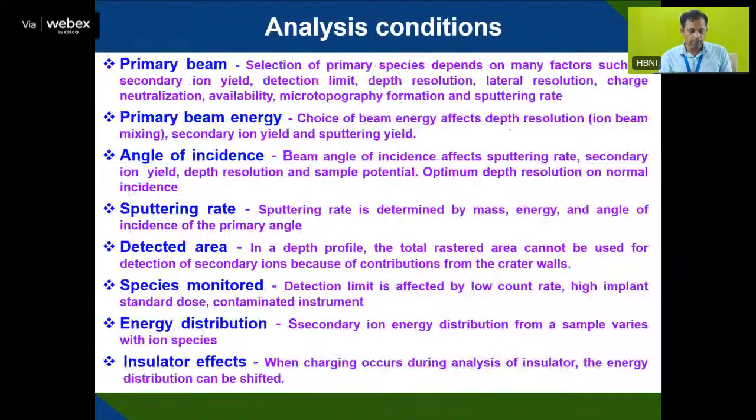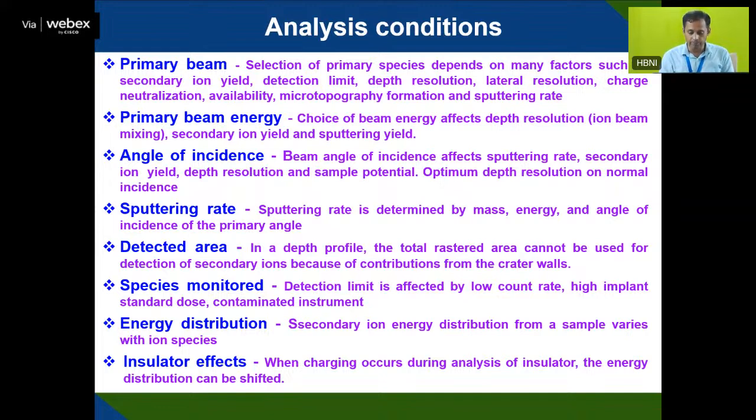But in SIMS, there are lots of constraints. You have to choose the proper primary beam so that secondary ions are generated. The detection limit and depth resolution are necessary parameters, and you have to go for a high primary beam energy so that secondary ions can be yielded. For the angle of incidence, you have to go for a particular angle on the sample surface where the secondary ion beams are produced at a very high yield, for depth profiling or depth resolution.